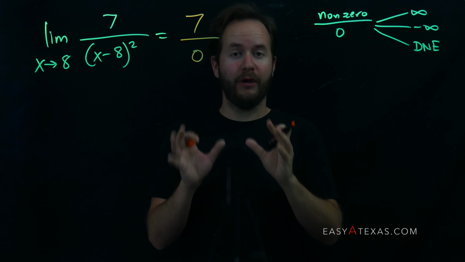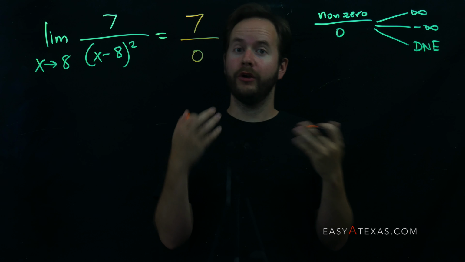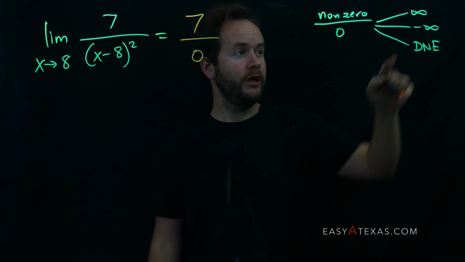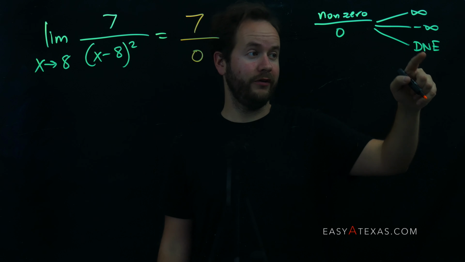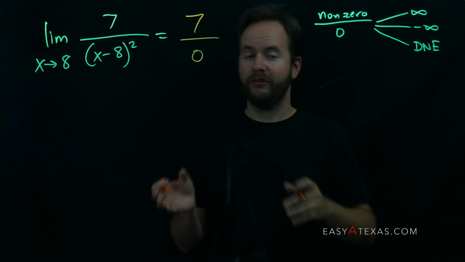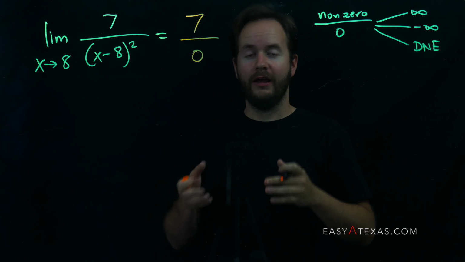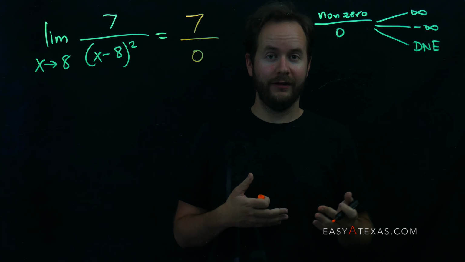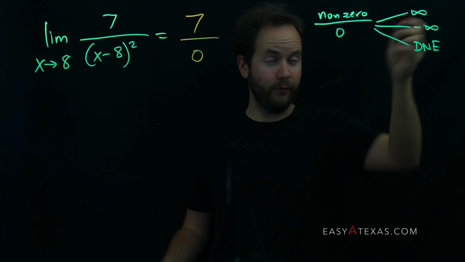This gives me a special form called non-zero over 0. When your answer is non-zero over 0, your answer is either infinity, negative infinity, or does not exist, and it's up to you to determine which. Now the way we do that is by picking numbers either slightly larger or slightly less than 8, plugging those in and determining the sign, whether it's positive or negative, to inform which infinity we're going to use.